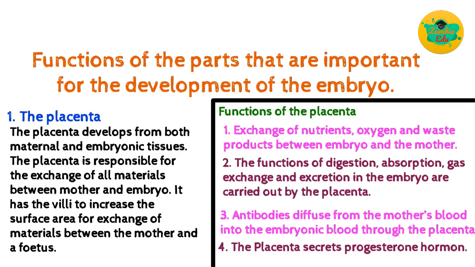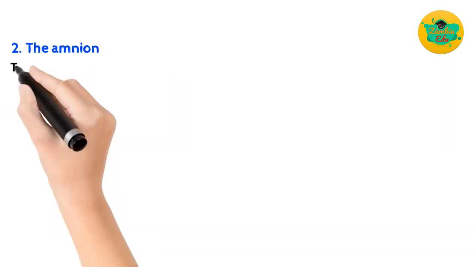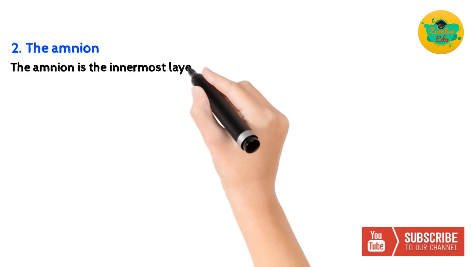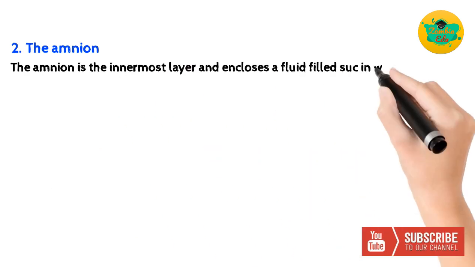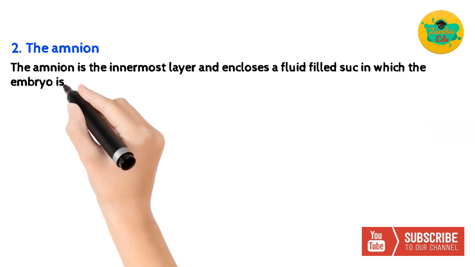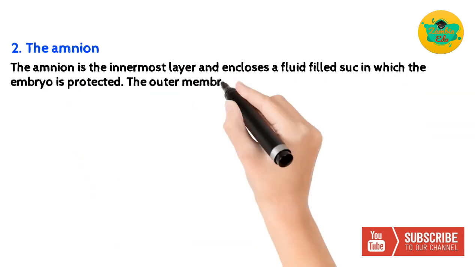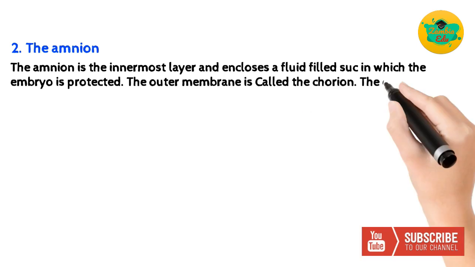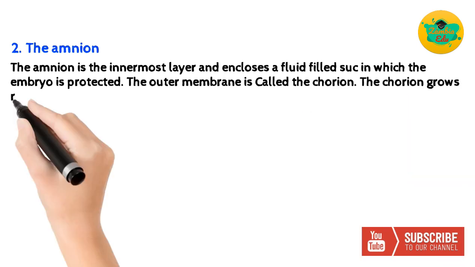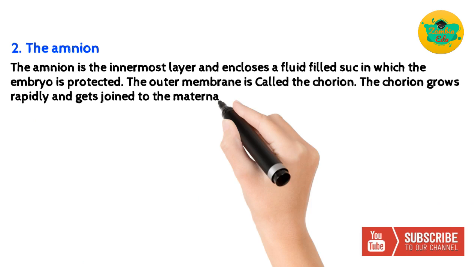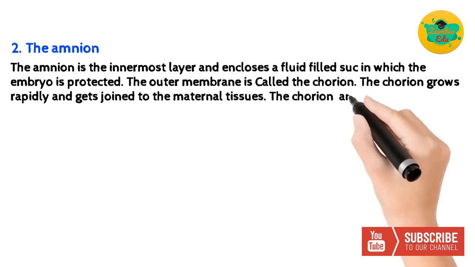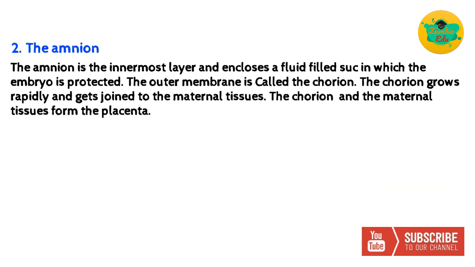Okay, now we'll start talking about the second part, which is the amnion. The amnion is the innermost layer that encloses a fluid-filled sac in which the embryo is protected. The outer membrane is called the chorion. The chorion grows rapidly and gets joined to the maternal tissues. The chorion and the maternal tissues form the placenta.